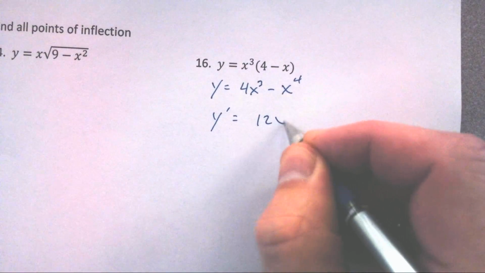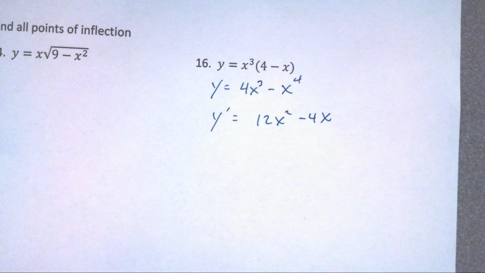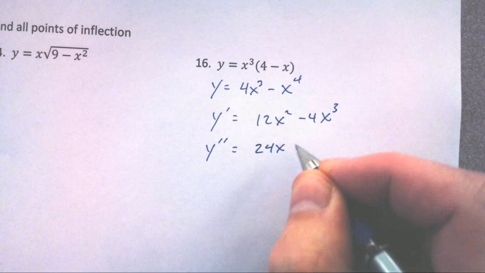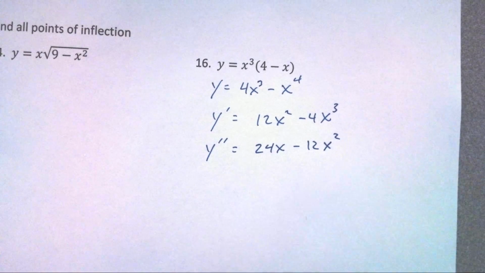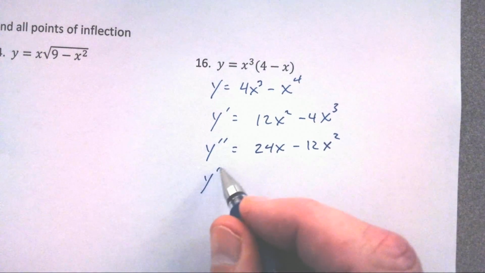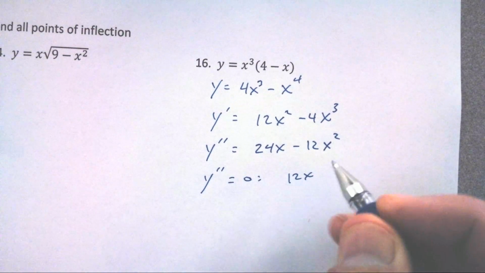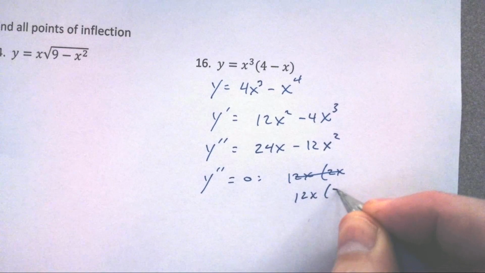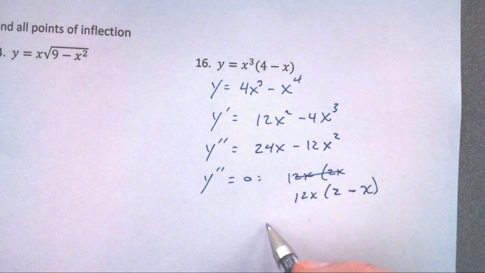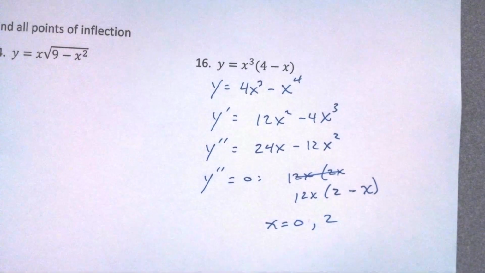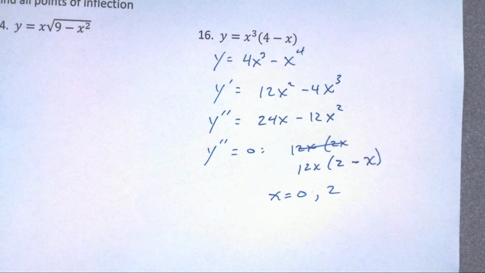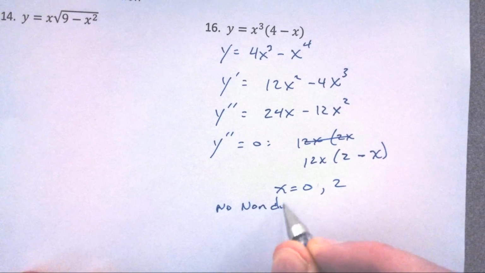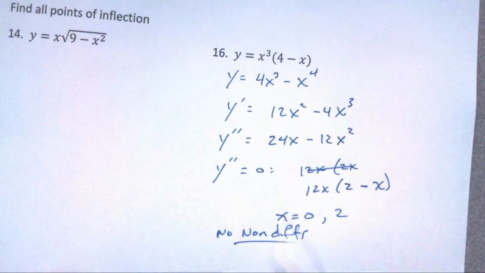Y prime, 12x squared minus 4x to the 3rd, double prime, second derivative, 24x minus 12x squared. When is the second derivative equal to 0? I'm going to factor out a 12x, and I get 2x. Nope, sorry. Factor out a 12x, and I get 2 minus x. So x equals 0 and x equals 2 are possible inflection points. How about non-diff? No, we don't have non-diffs. There are no non-diffs here. And this function is continuous forever.